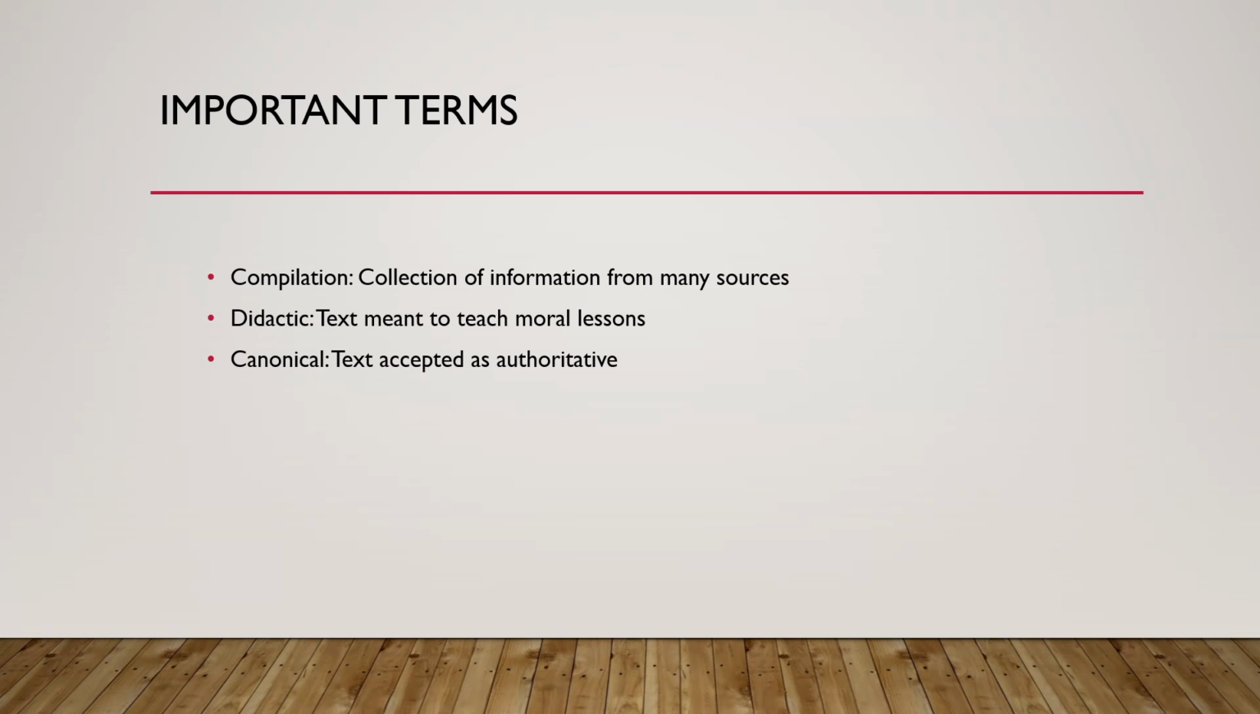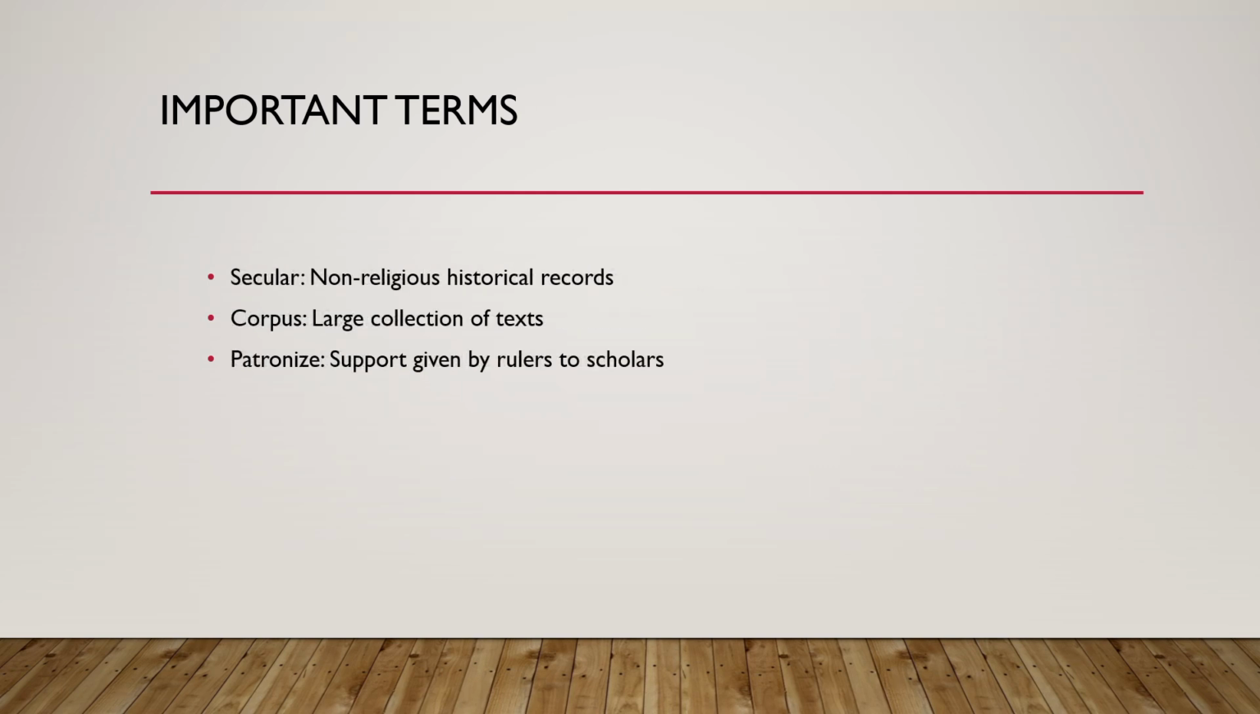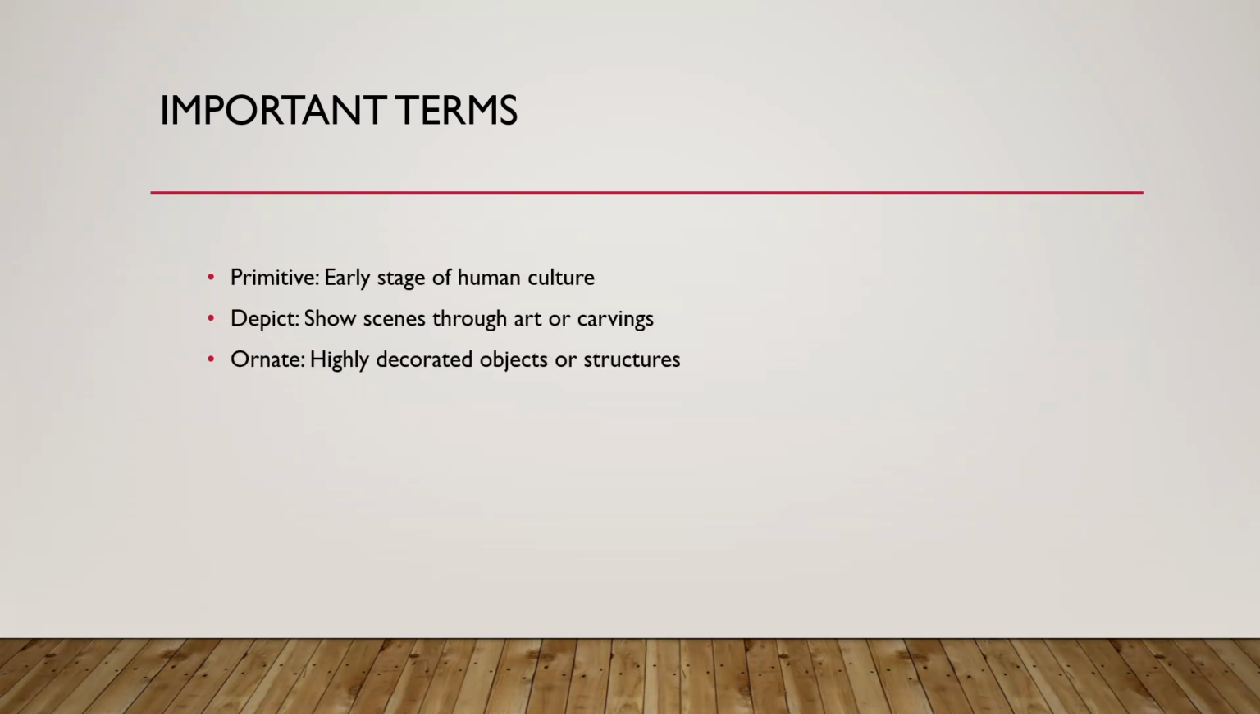Next, canonical, text accepted as authoritative. Next, secular, non-religious historical records. Next, corpus, large collection of texts. Next, patronize, support given by rulers to scholars. Next, primitive, early stage of human culture.